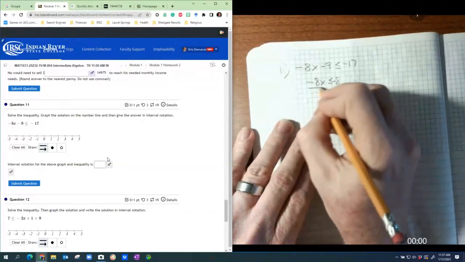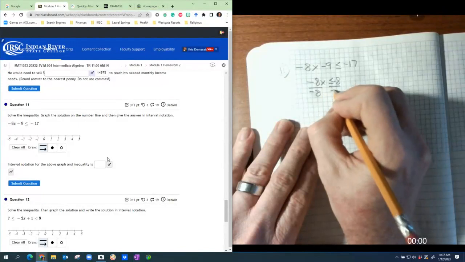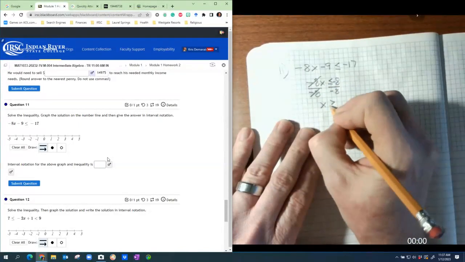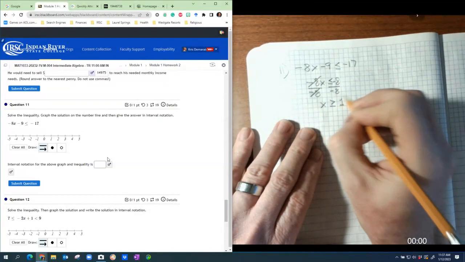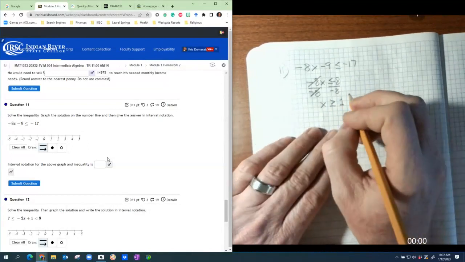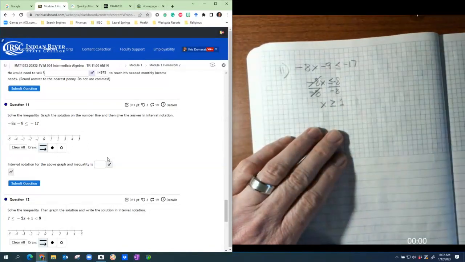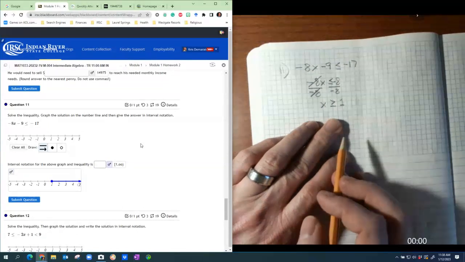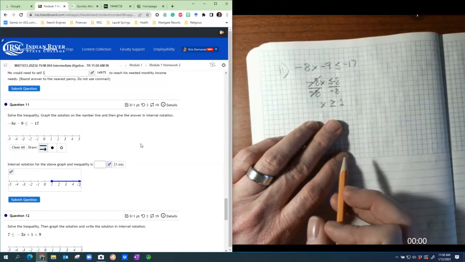Dividing both sides by negative 8 switches the inequality sign, and that gives us positive 1. Oh, it's just asking us to graph it. I've already demonstrated enough on graphing. So there's that, and there's the answer for interval notation. Pretty straightforward.